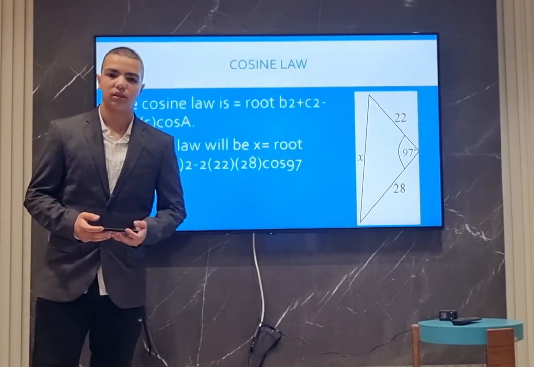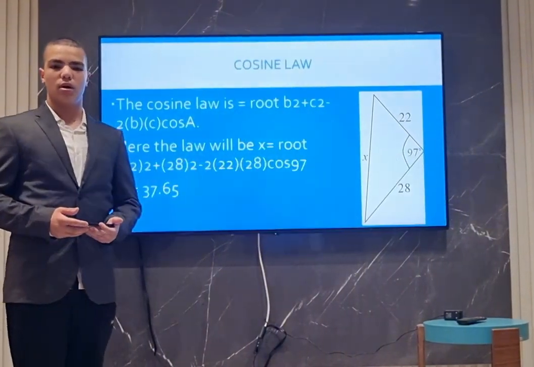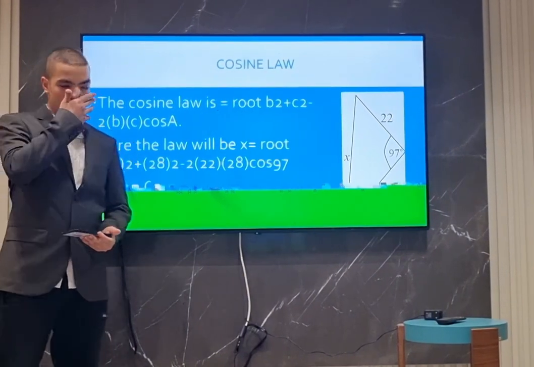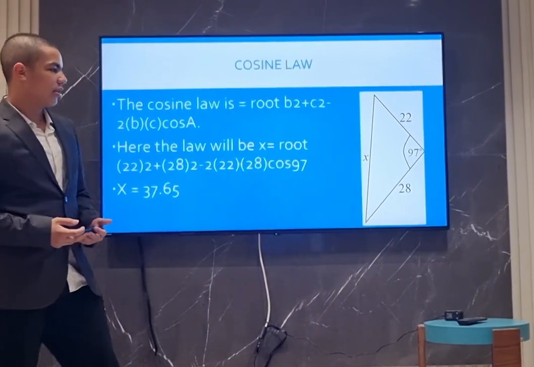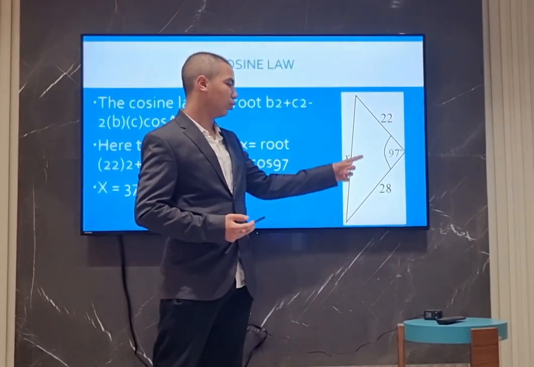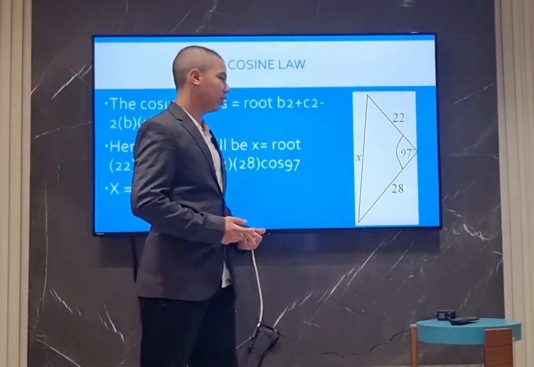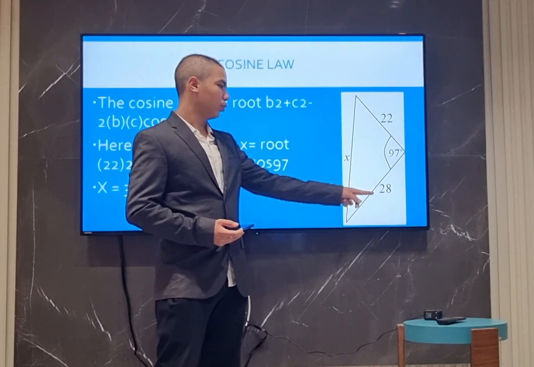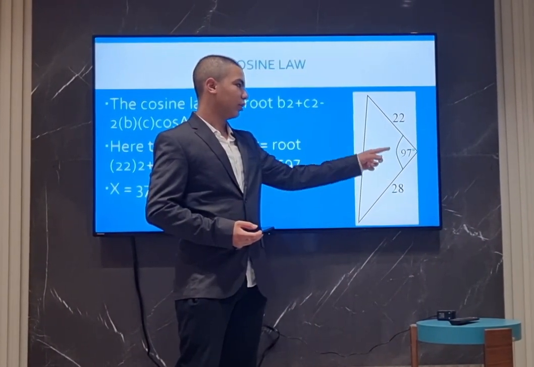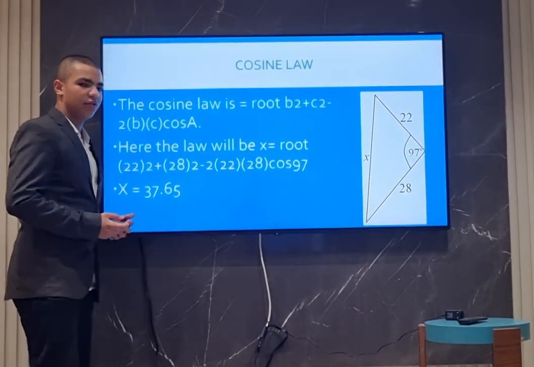Then the cosine law. The cosine law is a equals root b power 2 plus c power 2 minus 2bc cosine A. Here we have angle 97 and two sides, 22 and 28, and we want to find x. So the equation will be x equals root 28 power 2 plus 22 power 2 minus 2 multiply 28 multiply 22 multiply cosine 97, and the answer will be 37.65.